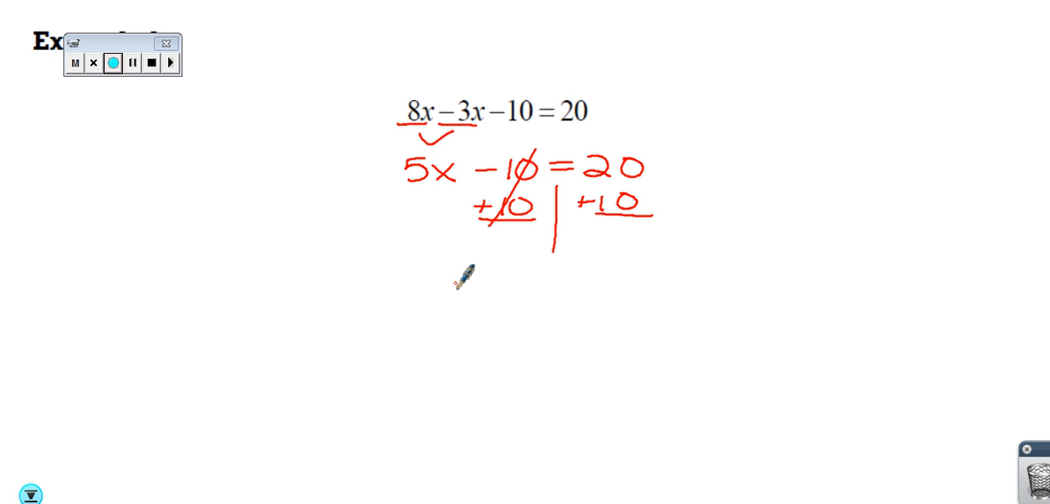Addition cancels with the subtraction. We are left with 5x is equal to 30. And I see multiplication with my x, so I'm going to divide by 5, and we are going to get x is equal to 6.